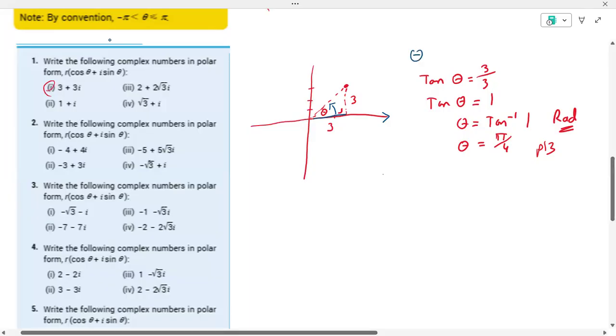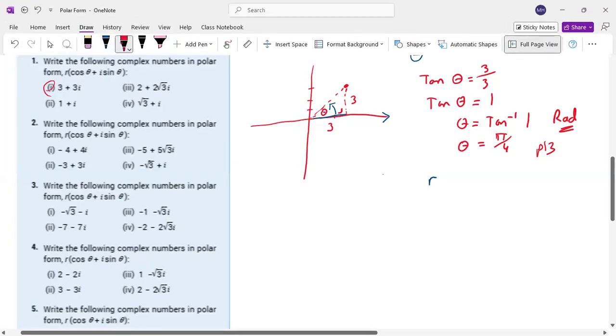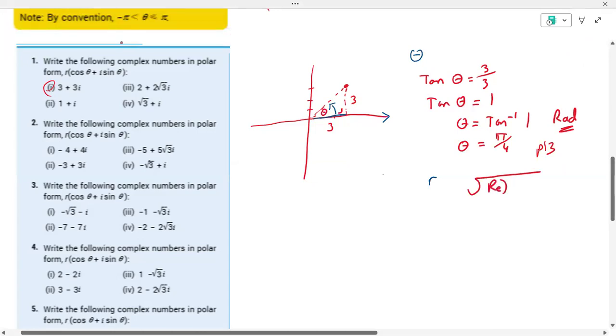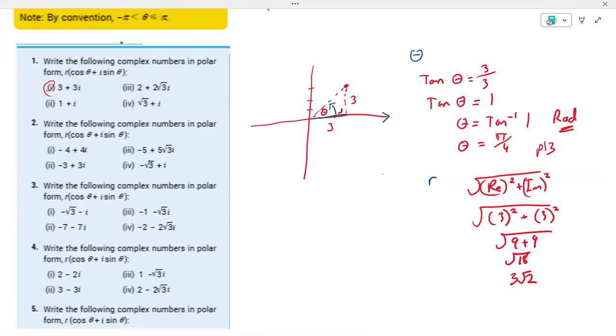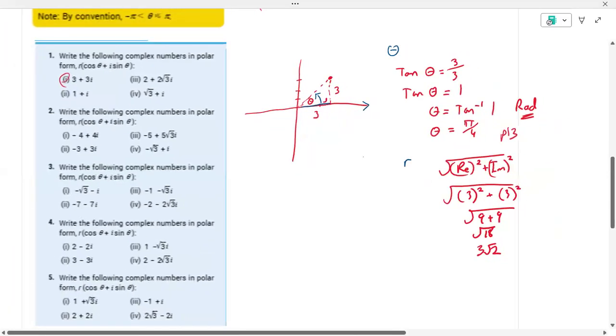Theta is here. We'll figure out r here. So what is r again? Well, r is the modulus. The modulus, remember, is the square root of the real part squared plus the imaginary part squared. The real part is 3 squared, the imaginary part is 3 as well, squared. So I end up with root of 9 plus 9, which is root 18, and we can split that up into 3 root 2. Or if you're not sure, just pop it into the calculator and it will tell you it's 3 root 2. So now all we have to do is piece it together.